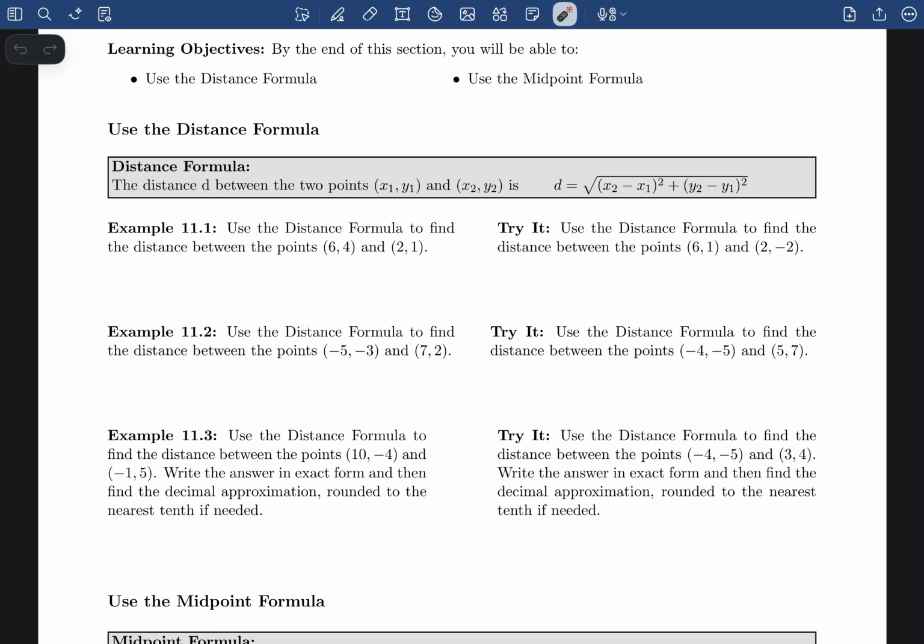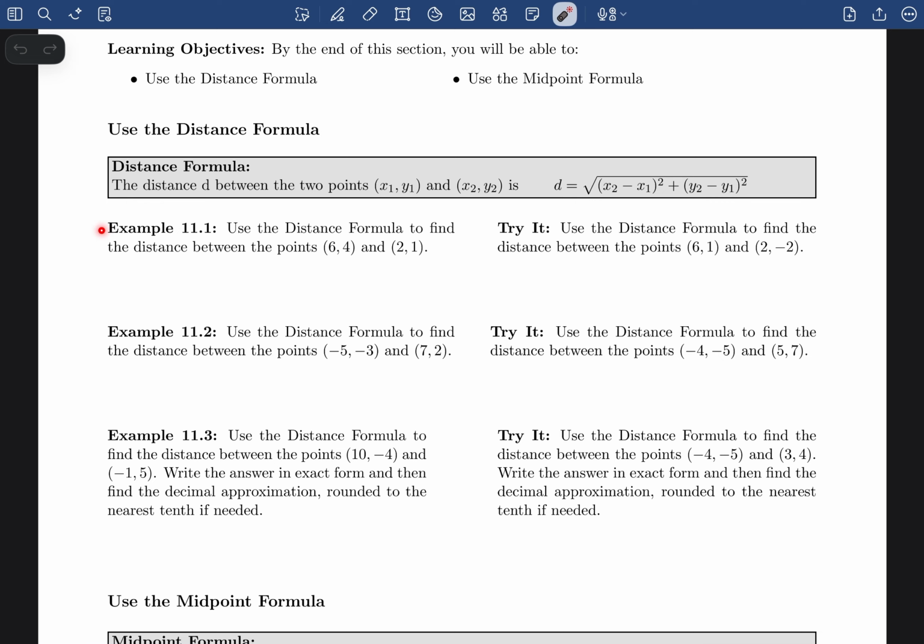All right, so what I do is I take the difference of the x values and square them, and then I add the difference between the y values and I square that, and then I take the square root of it all to find that distance. Great. So here's example 11.1.